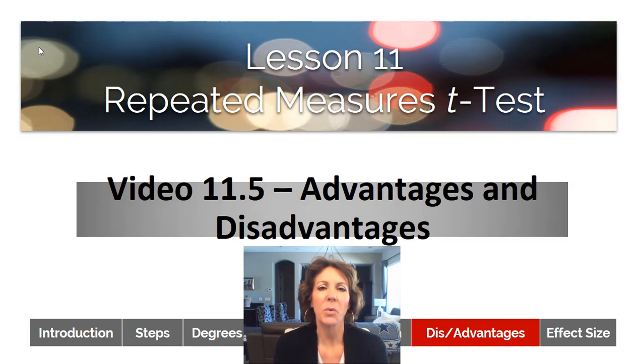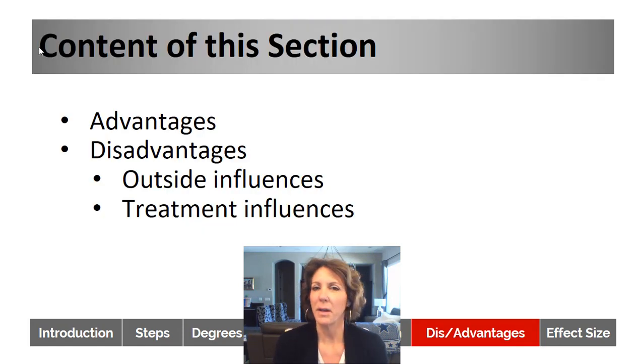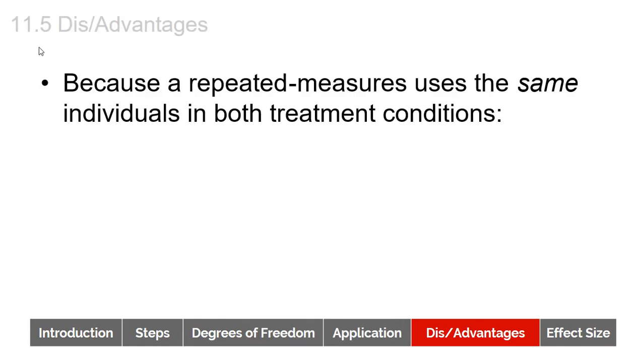In this video, I'm going to go over the advantages and disadvantages of a repeated measures t-test. We'll talk about advantages first, and then we'll talk about several different types of disadvantages. So one advantage of a repeated measures t-test is it uses the same individuals in both treatment conditions, which requires fewer participants. This is a big advantage for researchers.